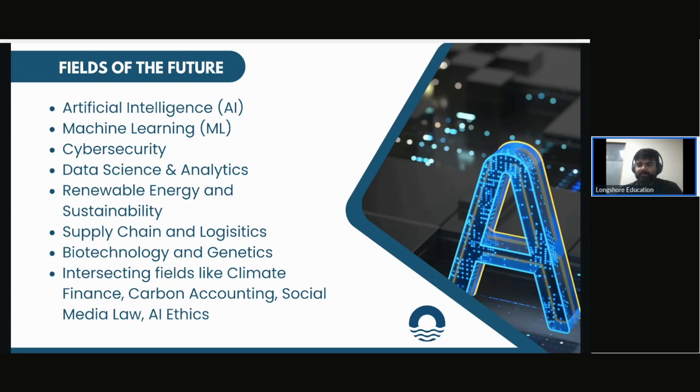There's also the intersection of two different fields. For example, you can have AI in finance, biotechnology in AI, supply chain and logistics, and renewable energy and sustainability, just the way I said. The intersection of renewable energy and sustainability and finance can also be there, for example, how to calculate the carbon impact of a particular policy. These intersecting fields are also going to be there, and that is something people need to focus on.